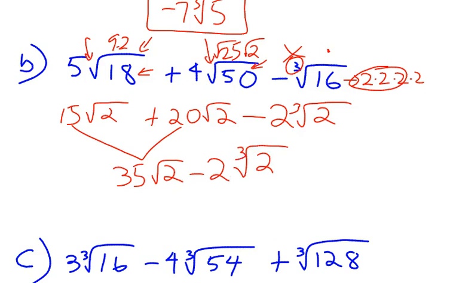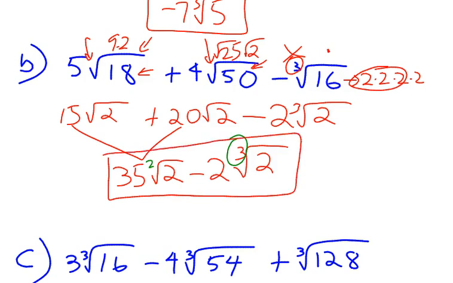Now, can I go further? Can I actually subtract 35 radical 2 minus 2 cube root of 2? No, I can't. Because of this index 3 being different from the index of 2, you're done at that point. You can't subtract anymore. Okay? I know you want to, but you can't. So don't try. All right.